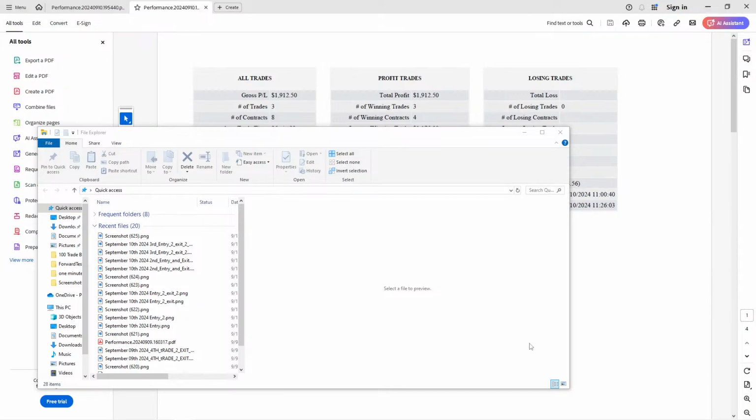All right, so today is September 10th, 2024. This is my post market review. Today I kind of blew it. Not my account, but my daily loss limit. My daily loss limit is 150 bucks.